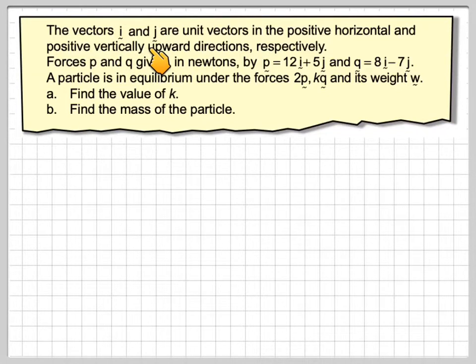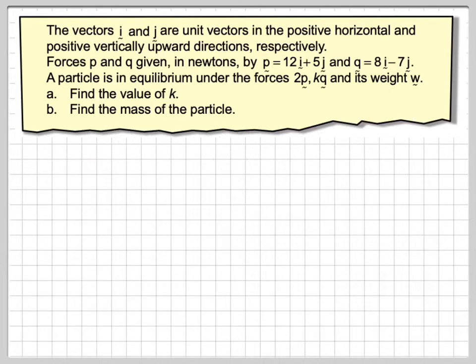The vectors i and j are unit vectors in the positive horizontal and positive vertically upward directions, respectively. Forces P and Q, given in newtons, are P = 12i + 5j and Q = 8i - 7j. A particle is in equilibrium under the forces 2P, kQ, and its weight W. Find the value of k and find the mass of the particle.